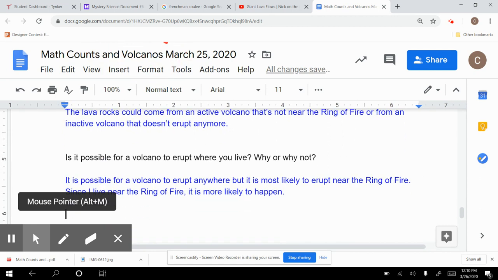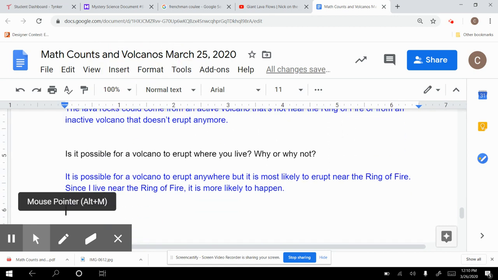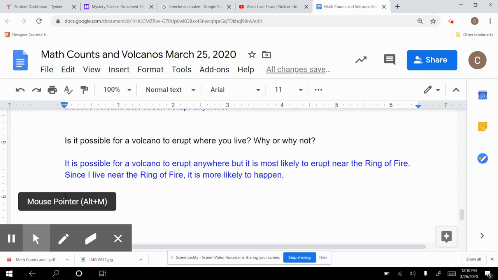And finally, is it possible for a volcano to erupt where you live? Many kids would be like, of course not. We don't live anywhere close to the Ring of Fire. Well, guess what? In Mount Vernon, we live in the proximity of the Ring of Fire. We have Mount Rainier, we have Mount Baker, we have Glacier Peak, we have Mount St. Helens, Mount Adams, and then on down through Oregon and California. We live in a very active volcanic area.